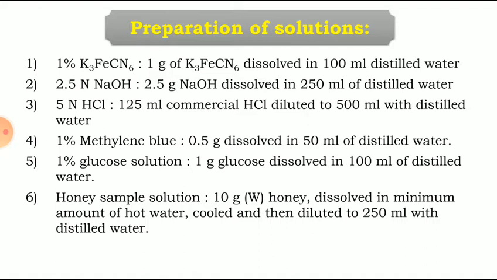Sixth one, honey sample solution. See, here is the sample solution. For that, we have to weigh 10 gram honey, that is W. Here W will be required for the calculation purpose. So, weight of the honey, W, is equal to 10 gram. We have to weigh and dissolve in a minimum amount of hot water, cool and then dilute to 250 ml with distilled water. That will be the honey sample solution.